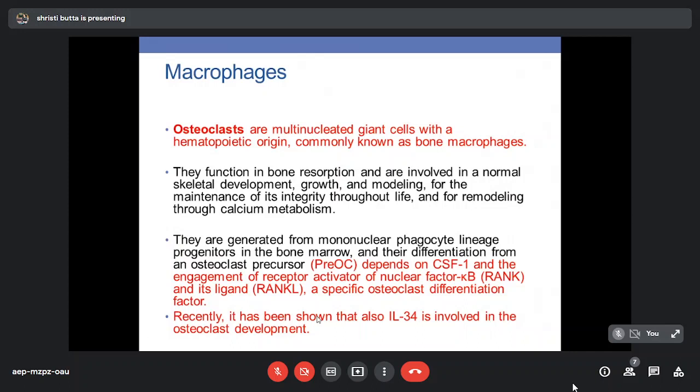Osteoclasts, yes, they are the bone macrophages. They are generated from the mononuclear phagocyte lineage in the bone marrow, and their differentiation from osteoclast precursors depends on CSF1. This CSF1, together with the engagement of RANK, the receptor activator of nuclear factor kappa B, with its ligand RANKL, is very specific for osteoclastic development. Recently, however, it has been shown that even interleukin 34 is involved in osteoclastic development. Let's see what this interleukin 34 is in subsequent slides.